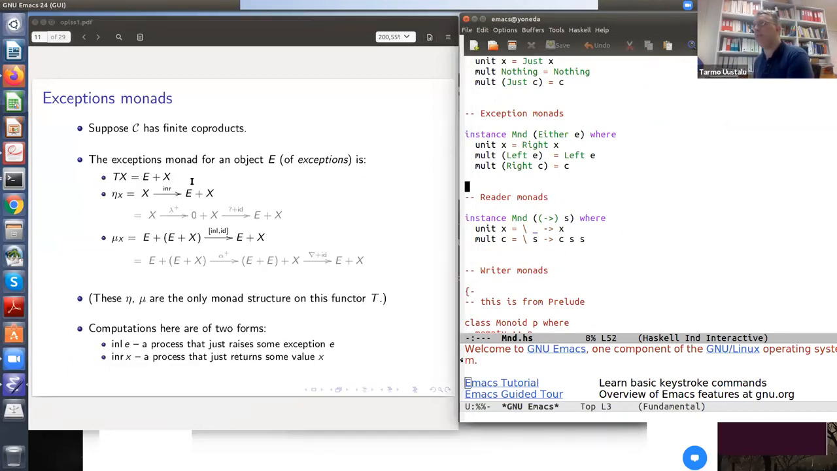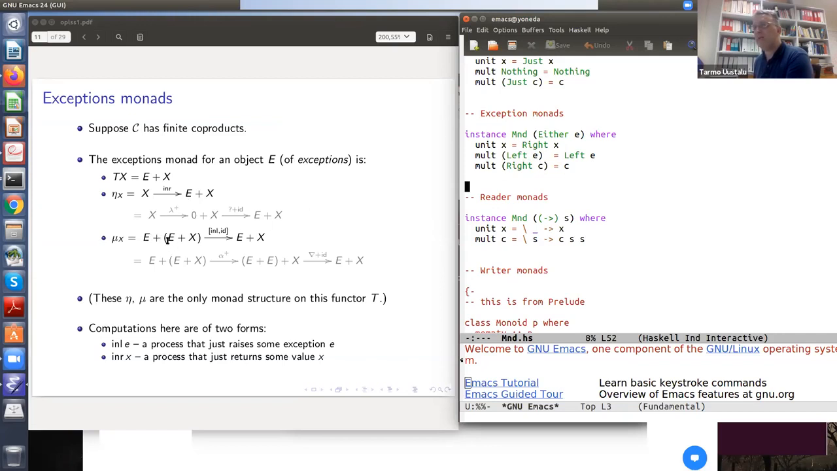T of x is e plus x. So in Haskell, I can say Either e is the monad. Unit applied to X injects on the right. Multiplication has to make a case distinction depending on whether I'm on the left or on the right. If I'm on the left, an exception, which means an exception is raised, then at the end of the day, the summary is also that an exception was raised in the outer computation.